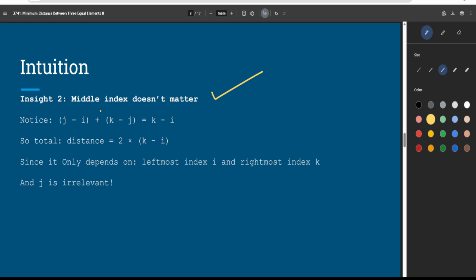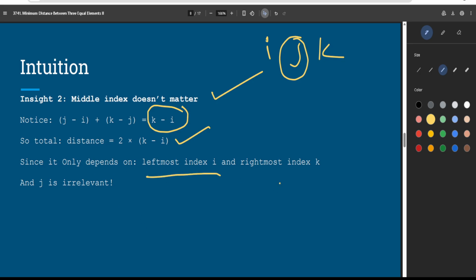Insight 2 says that the middle index doesn't matter, right? Because for i, j and k, this j is not required, so we don't need to care about it. If you notice, j minus i plus k minus j gives you k minus i. So the total distance is 2 into k minus i, since it only depends on the leftmost index i and the rightmost index k, and j becomes irrelevant.